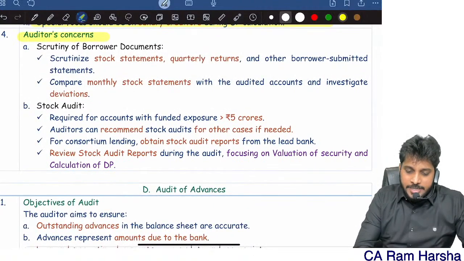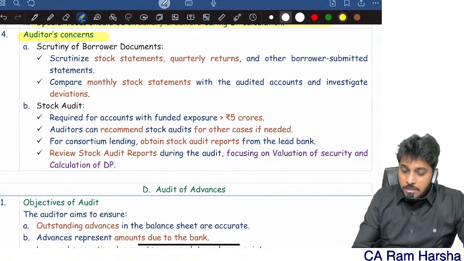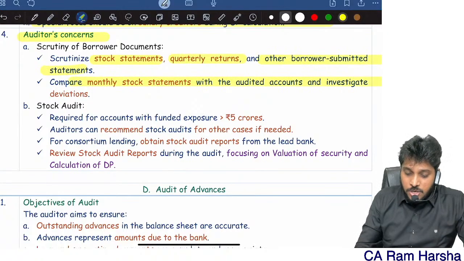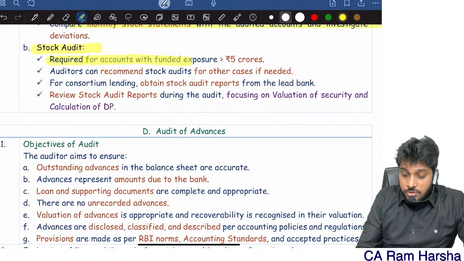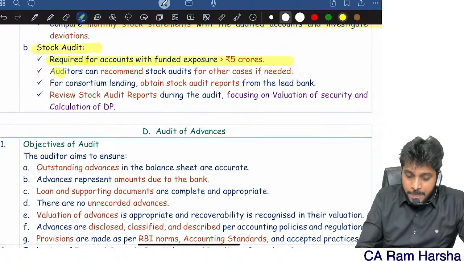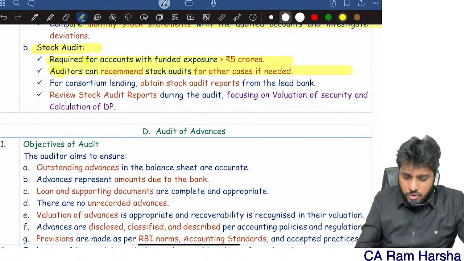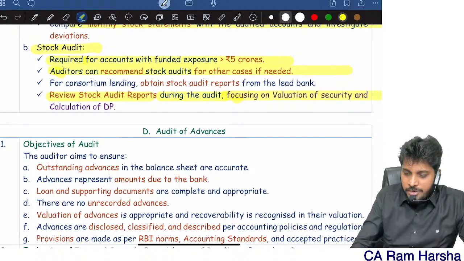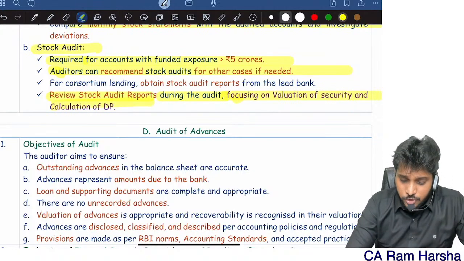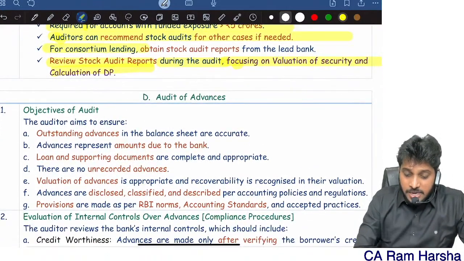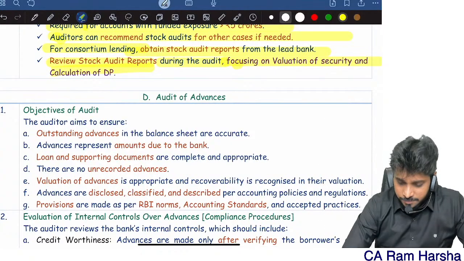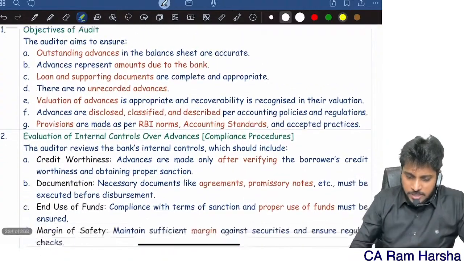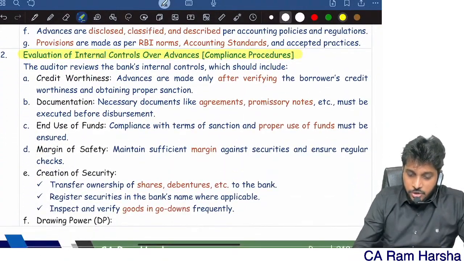So what are the auditor's concerns in drawing power and sanction limit? Verify stock statements, quarterly returns, and other borrowers' data. Compare monthly stock statements, all that. Stock audit is required where loan accounts have funded exposure of more than 5 crore. Auditors can recommend stock audit in other cases also. Review stock audit reports during the audit, focusing on valuation of security and calculation of drawing power. In case of consortium lending, the stock audit report shall be obtained from the lead banker, because the lead banker will do the stock audit.